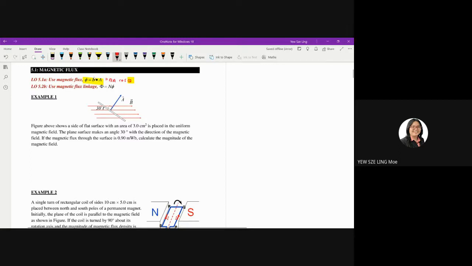Okay, so this is your B, this is your A. So theta is the angle between vector B and vector A. Remember, it is vector A, but not area. Okay, not A, but vector A.